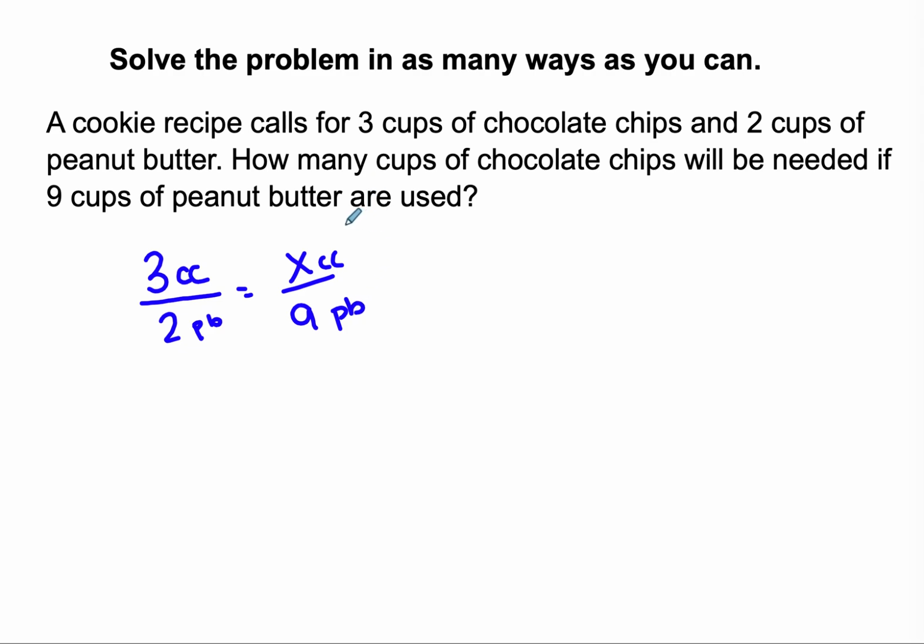All right, so let's see. I could do cross products on this one. 2x equals 27, divided by 2. X equals 13.5 cups chocolate chips.